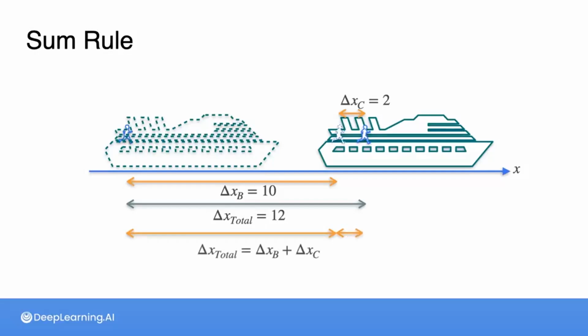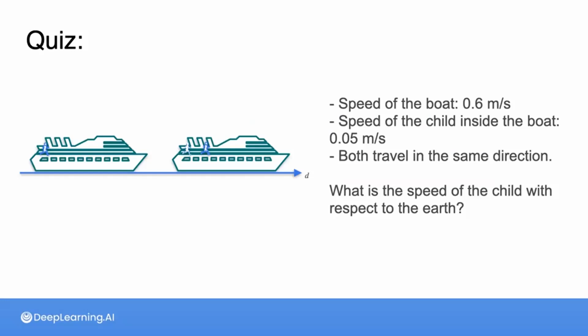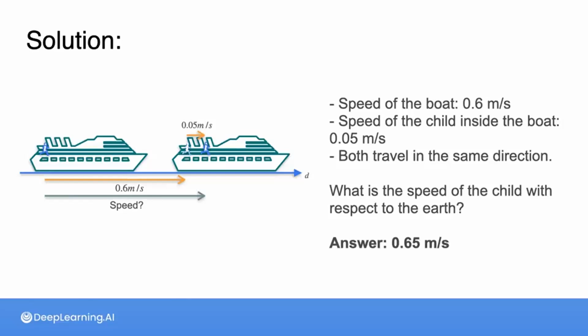Now that's with distances, but what happens with velocities? So let's do a quiz. Let's say that the speed of the boat is 0.6 meters per second, and the speed of the child inside the boat is 0.05 meters per second, and they're both traveling in the same direction. So here is a question. What is the speed of the child with respect to the earth? So if you answered 0.65 meters per second, then you are correct, because velocities can be added if they are taken in the same direction.